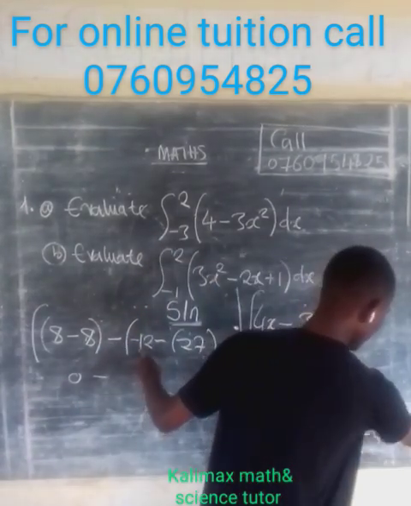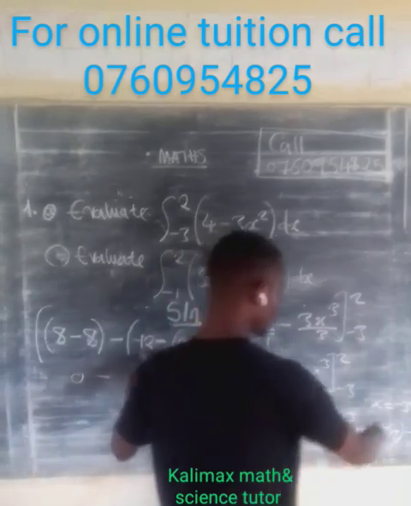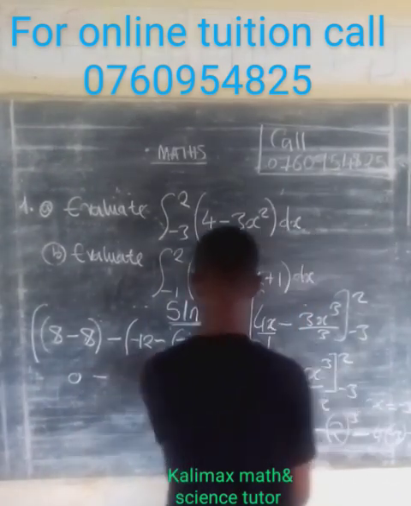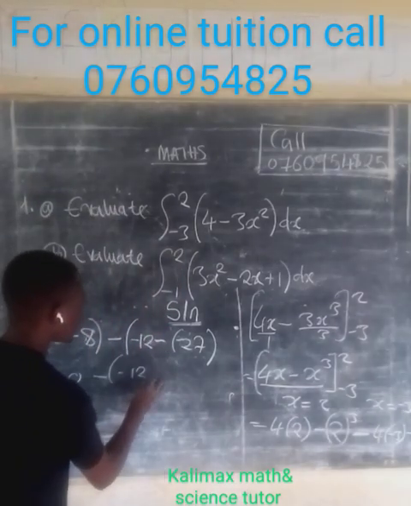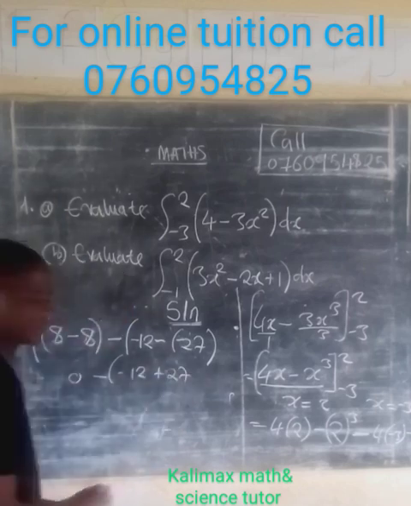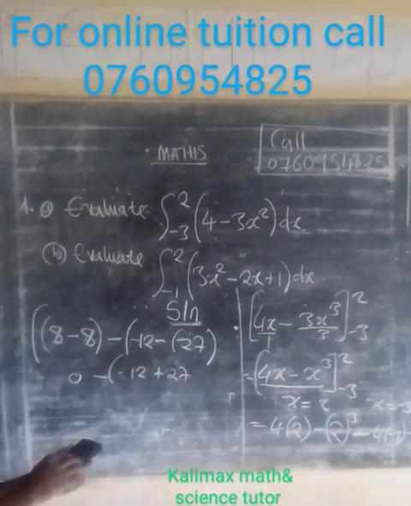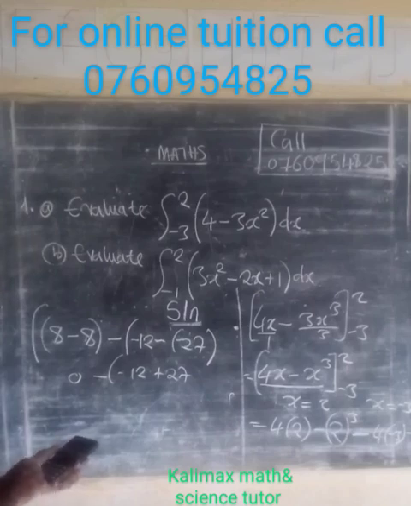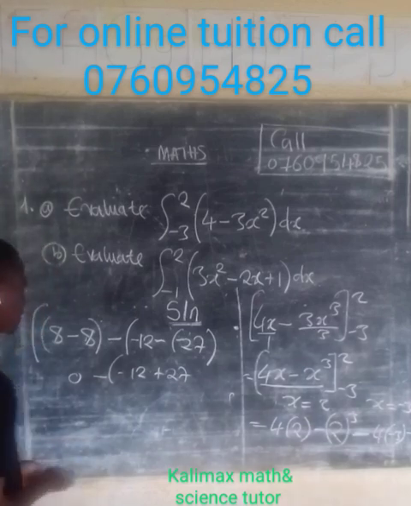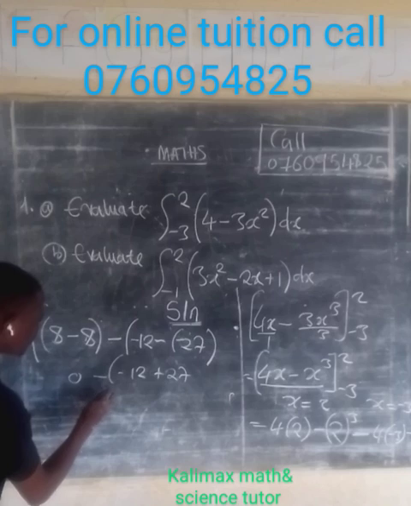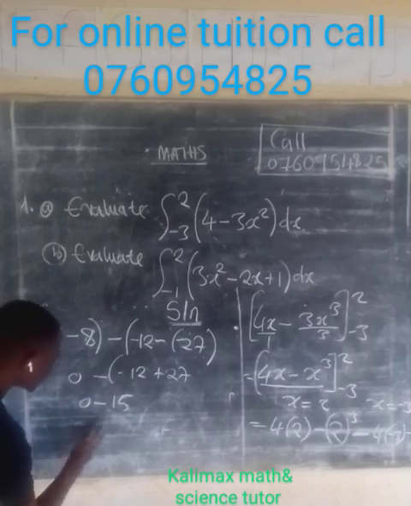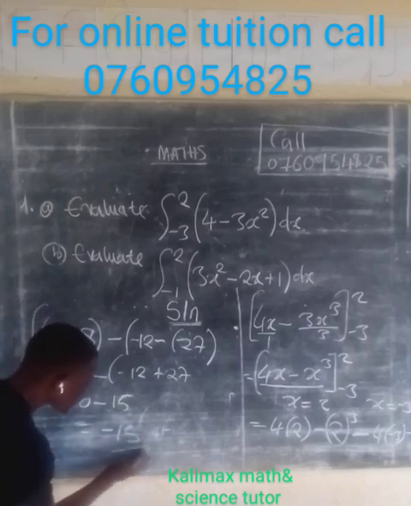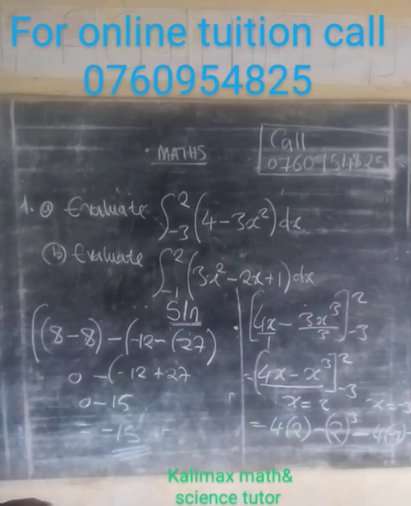Again, we have this power, negative power 3. That is negative 27. And we have this negative, which is it. Make this to be positive. So, negative 12 plus 27. Negative 12 plus 27, that is 27 minus 12. That is 15. That is it, positive 15. So 0 minus positive 15. So this is negative 15. So this is the answer we were looking for.